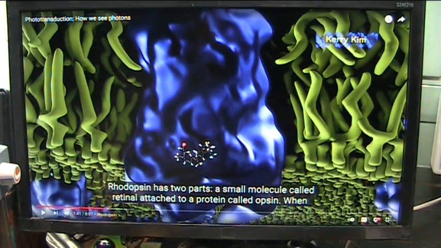Now listen to what he has to say here. Molecule called retinal attached to a protein called opsin.